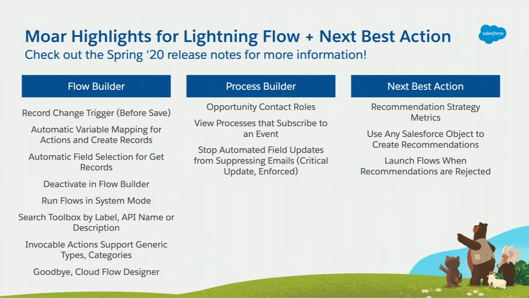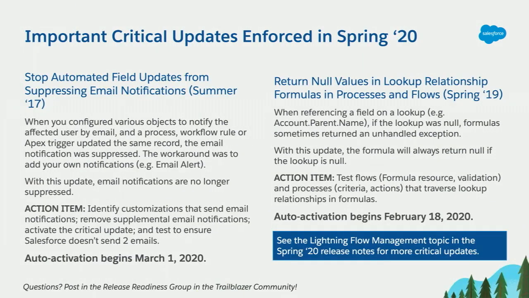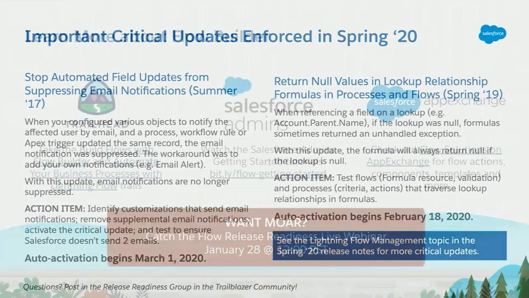Some more highlights. Again, I talked about opportunity contact rules. We've got some great stuff coming with Next Best Action. And we actually have 2 critical updates. I'm going to just gloss over this super fast. Screenshot it, yeah. Just go to the release notes, go to the Lightning Flow section, look at the critical updates. These 2 are being enforced this release. One of them's been around since Summer 17, so you've probably already set it, but just to keep an eye out, because it might change the way things are working.